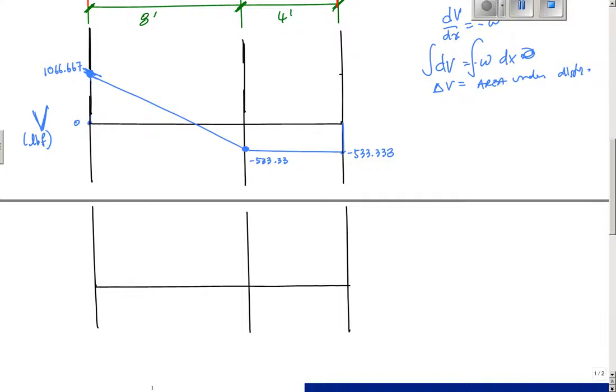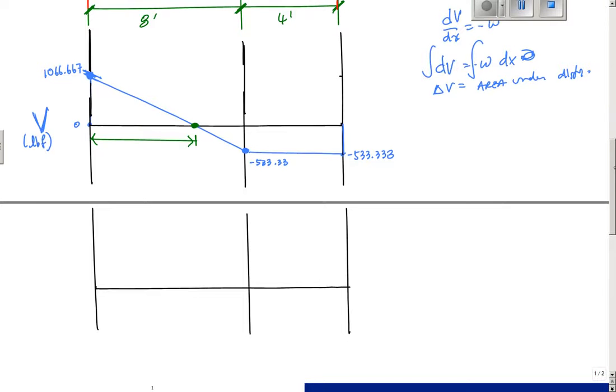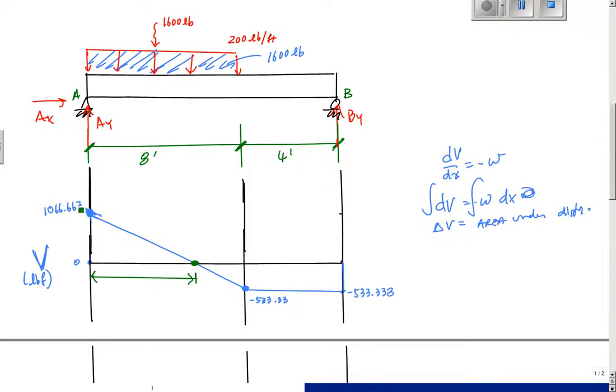So some points that are really important: when the shear is 0 here, that's important because it's like a critical point in calculus, or a maximum for my moment diagram. All right. And so here I go. I want this distance. The way I can calculate this distance, x, is if you think about this, I'm going down at a rate of 200 pounds per foot.